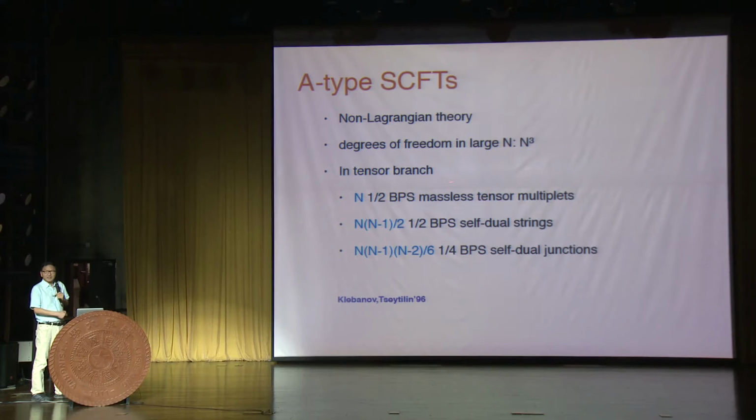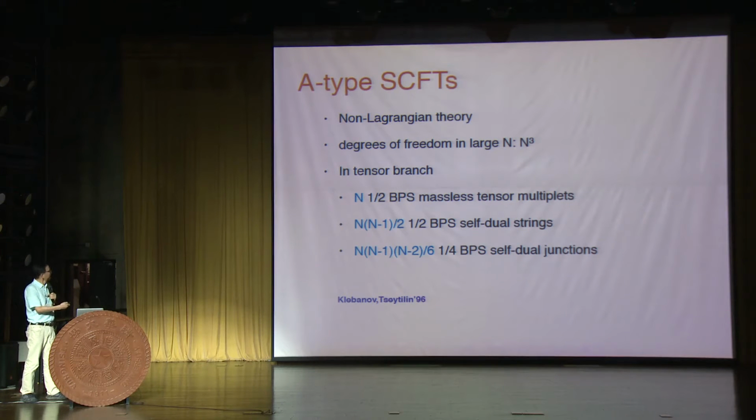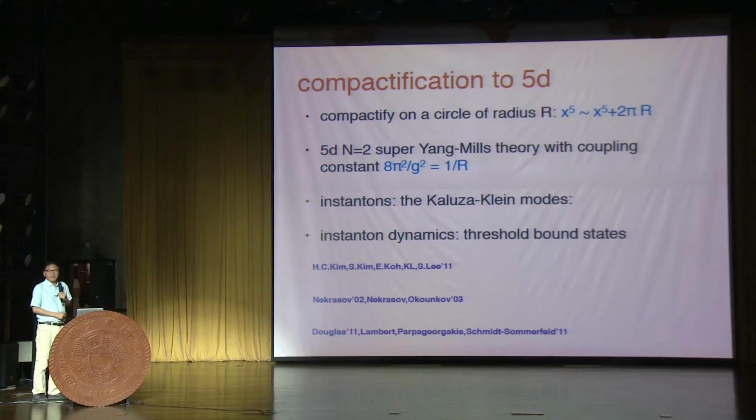Now if we are in the tensor branch, you can look at what kind of BPS configurations you have. You have order N, on each M5 brane there is a tensor multiplet, which is half BPS. Then you can have a straight M2 brane connecting two M5 branes, which is again half BPS. And then you can have a quarter BPS self-dual string junction, and so on. Now, if you compactify the theory to 5D, then you get a 5D super Yang-Mills theory with coupling constant proportional to the compactification radius, so that instantons play the role of Kaluza-Klein modes.